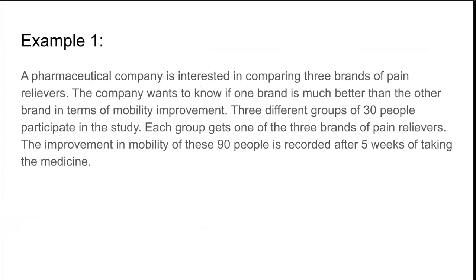Let's look at an example for how to identify the type of study. A pharmaceutical company is interested in comparing 3 brands of pain relievers. The company wants to know if one brand is much better than the other brand in terms of mobility improvement. 3 different groups of people participate in the study. Each group gets one of the 3 brands of pain relievers. The improvements in mobility of those 90 people is recorded after 5 weeks of taking the medicine.